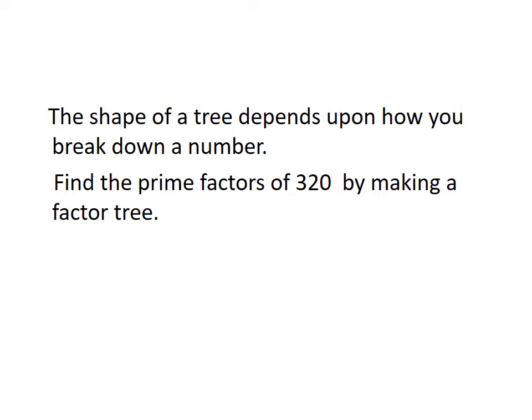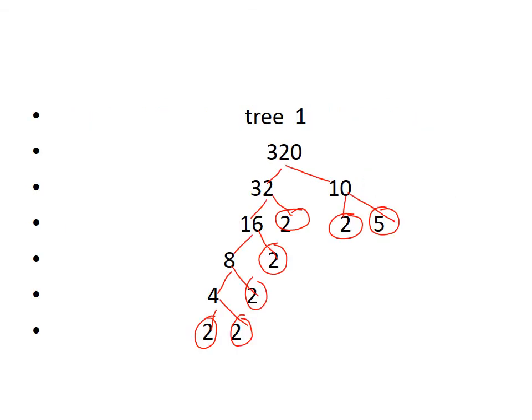We can make a factor tree in three ways. First of all, we will break 320 into two parts. 320 is equal to 32 multiplied by 10. 32 is not a prime number and 10 is also not a prime number. Now, how can you divide 10 into prime numbers? 2 5s are 10. And 32, 16 2s are 32.